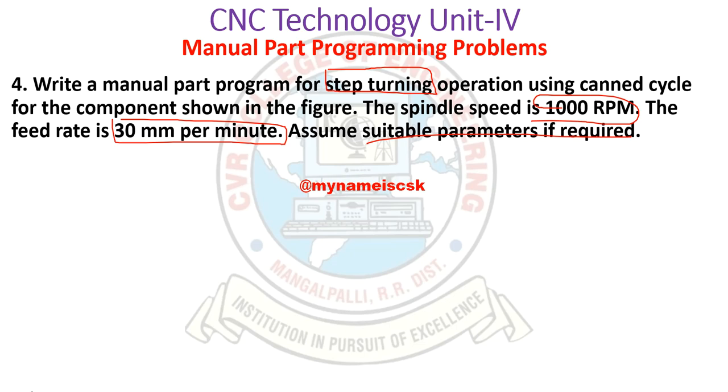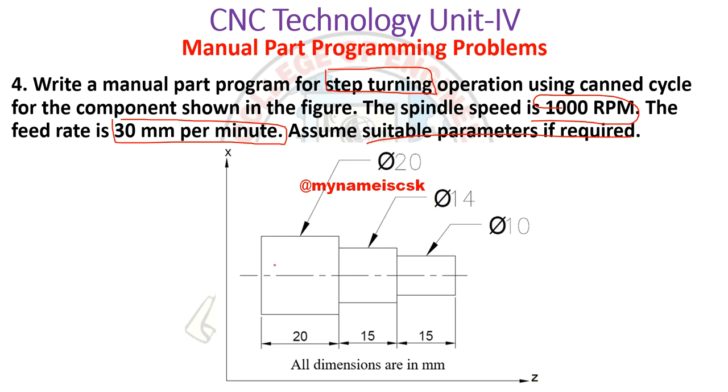First we have to see the sketch. So this is the sketch. Here we are making the step turning. The first diameter is 10, the second diameter is 14, the third diameter is 20, and length L1 is 15, L2 is 15, and L3 is 20.